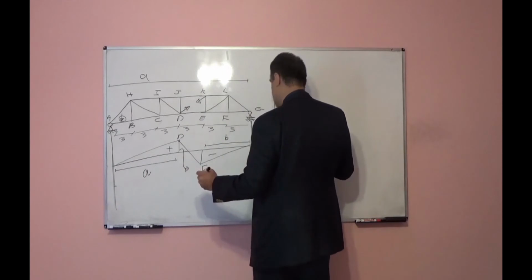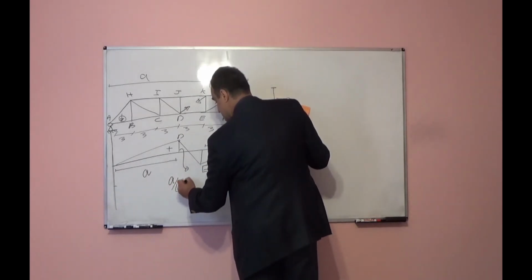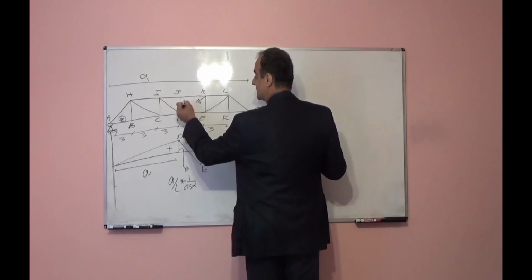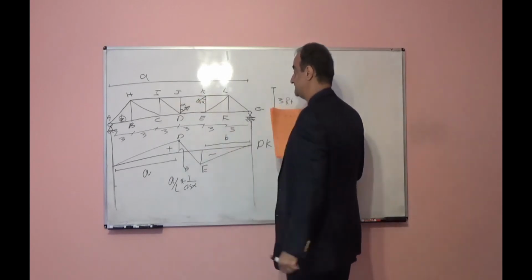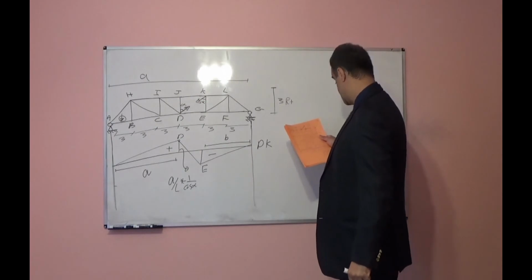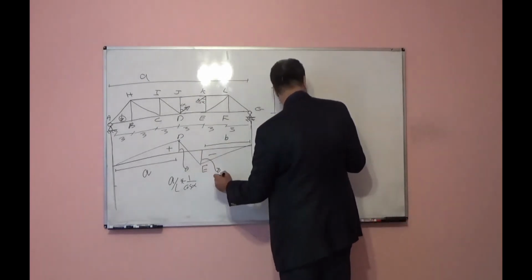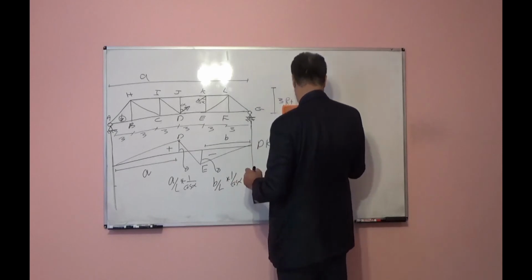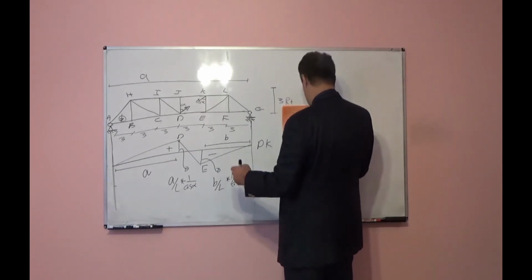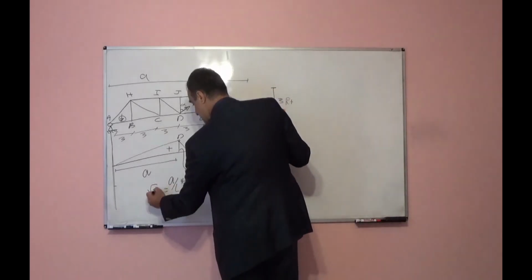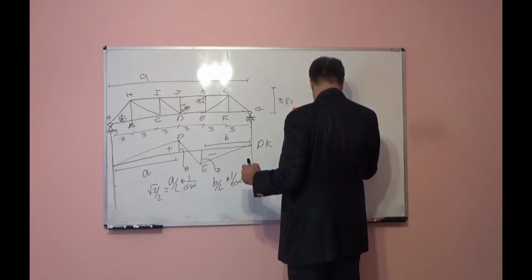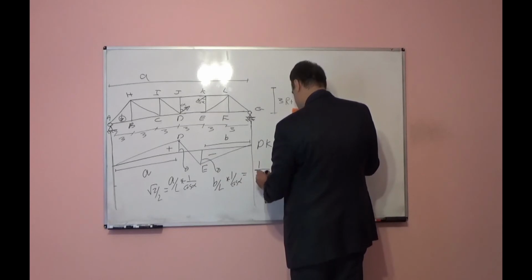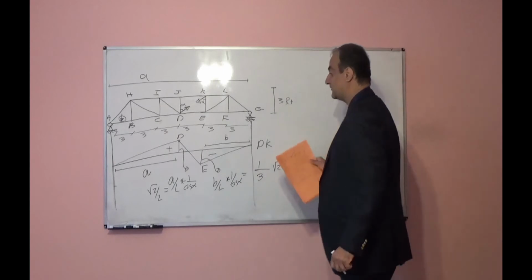This height will be A over L times 1 over cosine alpha. Cosine alpha is the angle of this inclined member with vertical direction. That is cosine alpha. So this height will be B over L times 1 over cosine alpha. If you calculate this, this will be square root of 2 over 2, and this will be equal to negative, because this is negative, the magnitude will be 1 over 3 times the square root of 2.